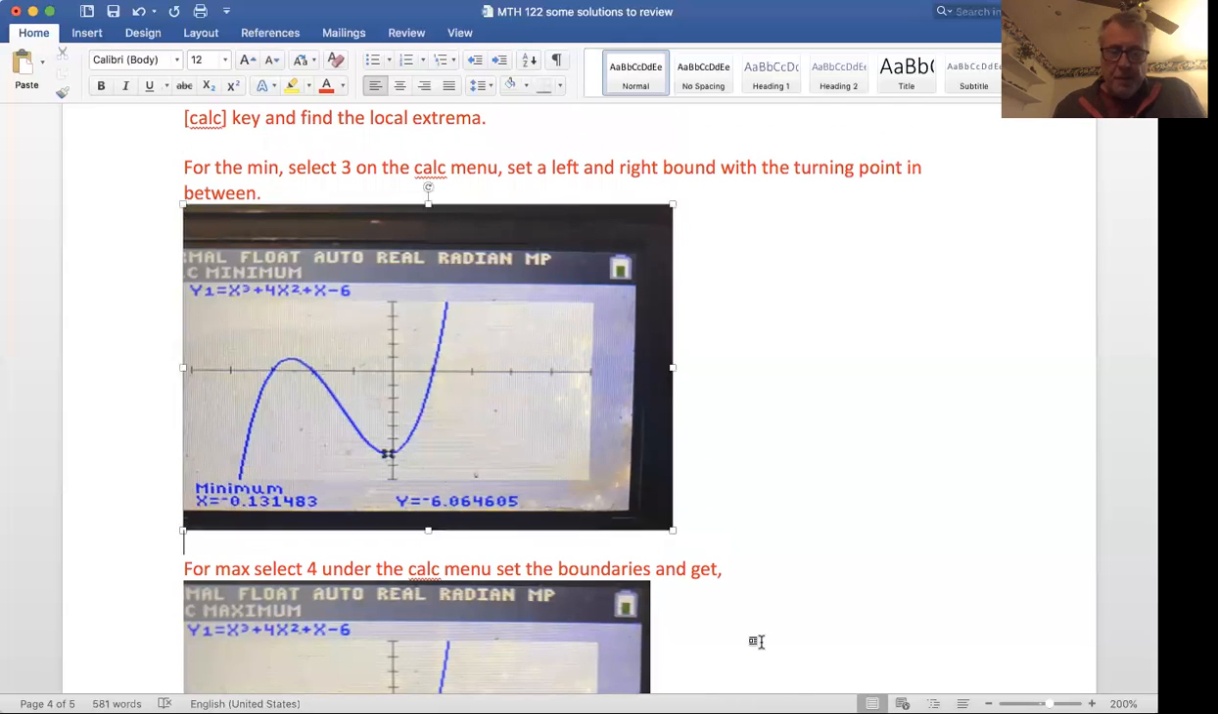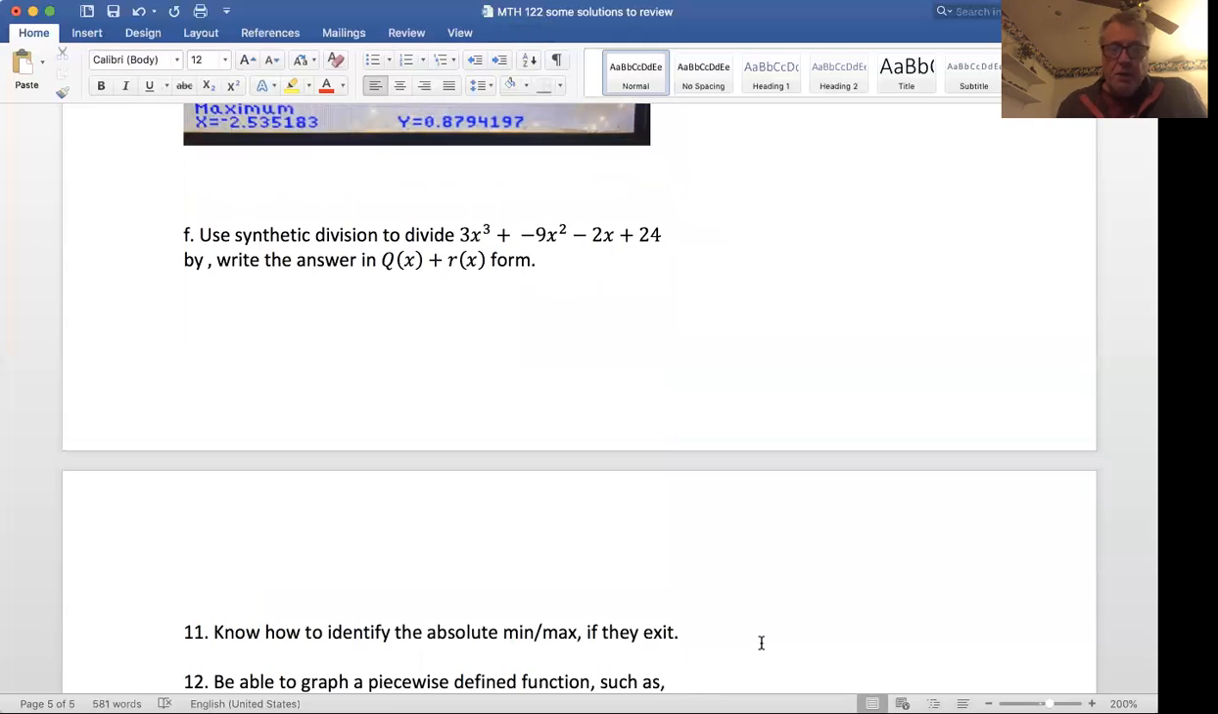And then for F, you should be able to do a problem like that where I give you a polynomial and then write the answer into that polynomial form plus the remainder over what you divided with.